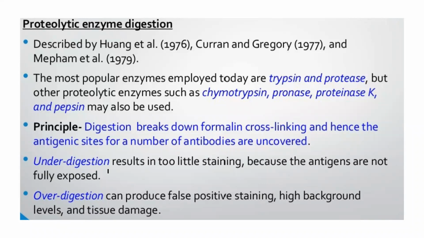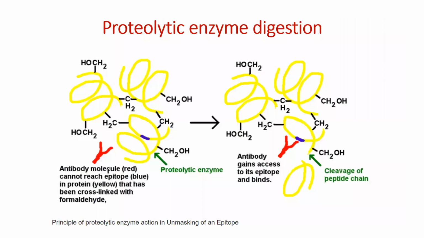So these are some disadvantages of using enzymes as a part of antigen retrieval. Okay, so this is all about enzyme digestion, enzymes in antigen retrieval. Then the same diagrammatic representation: the crosslinks will be removed by proteolytic enzymes. Proteolytic enzymes will remove the crosslinks.